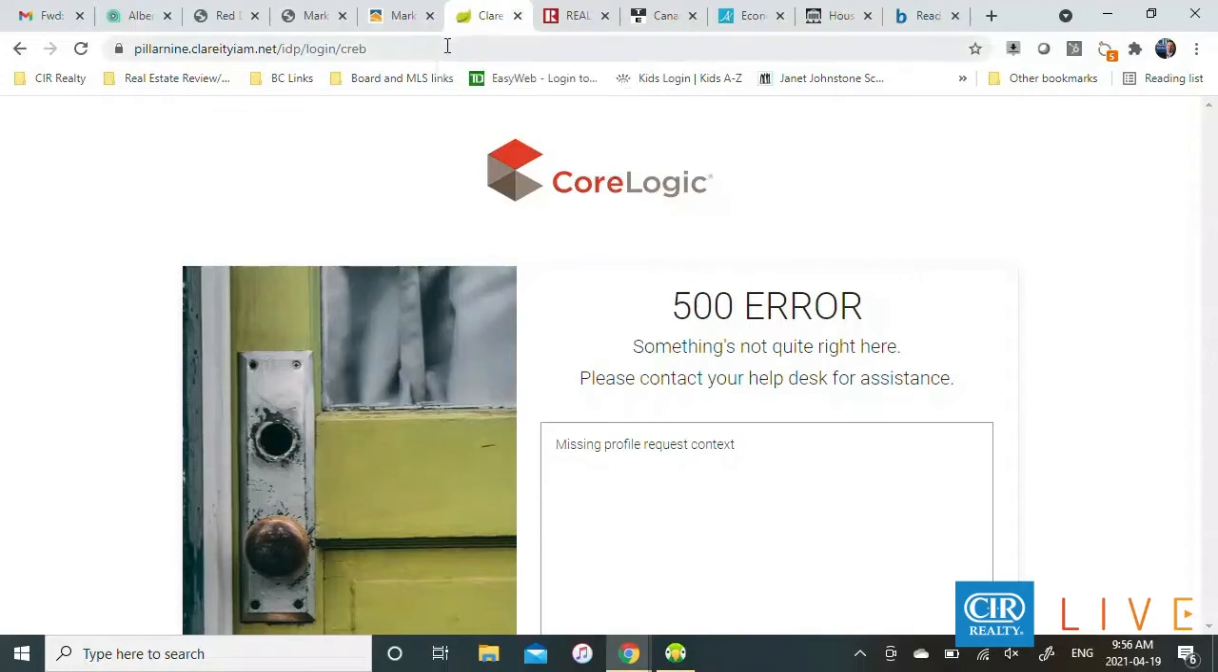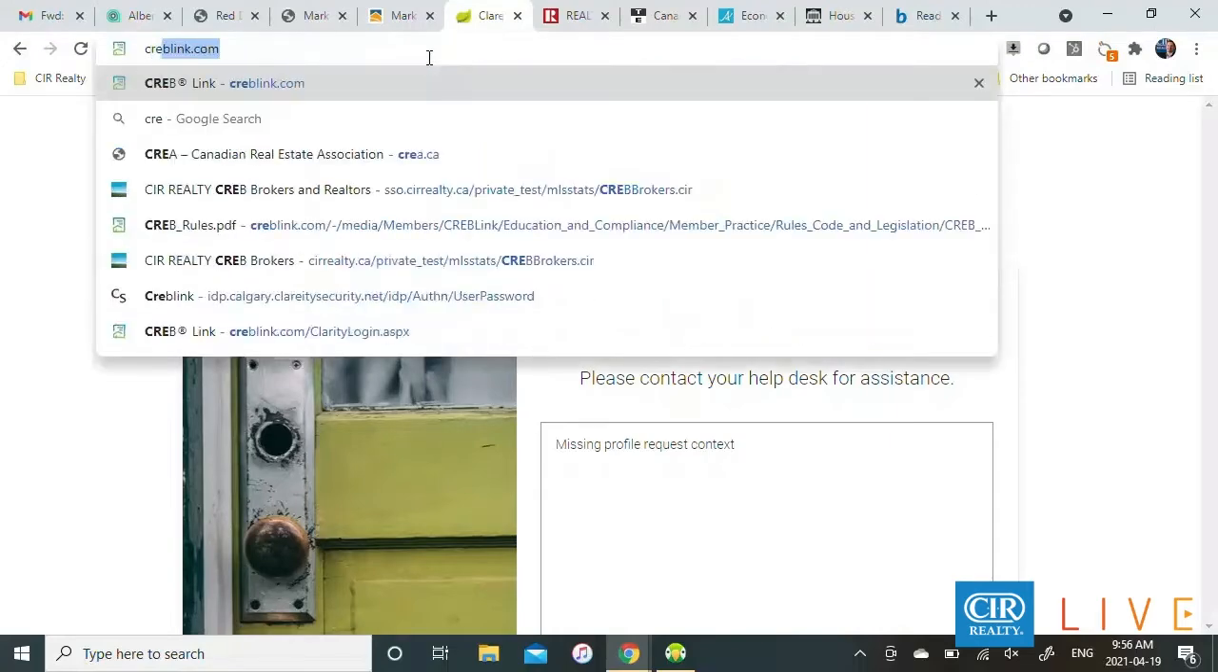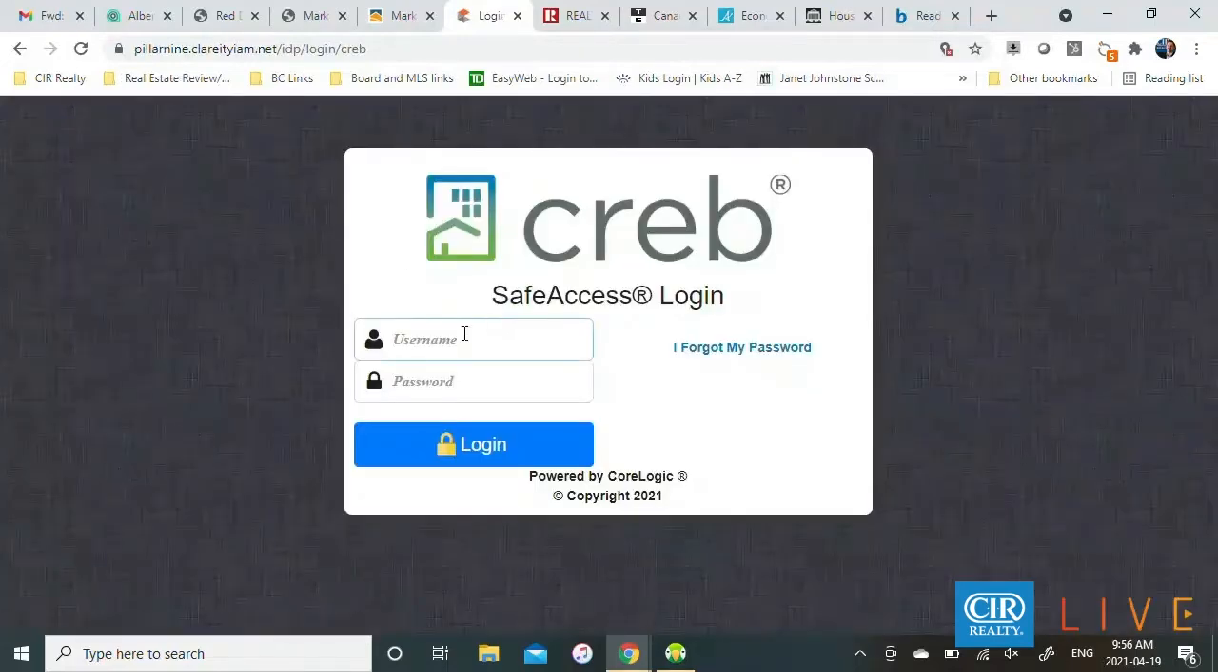Now, I was worried about that. I'll try one more time. Sometimes when you're logged into different boards, I have a tough time getting to the board that I actually want.